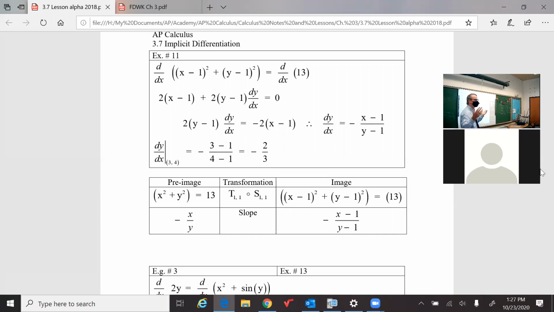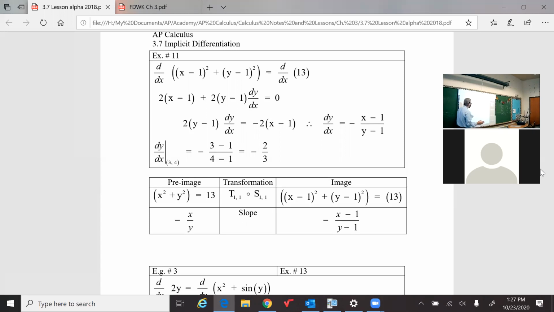So look what happened. Instead of the slope being negative x over y, the slope was the magnitude of the slide. Replace x with x take away 1. Replace y with y, take away 1. It's the opposite of that, and that's your derivative. So all this work takes you to the same answer.